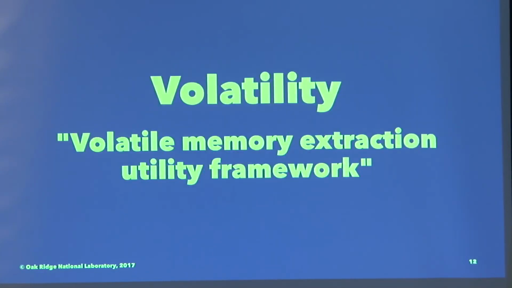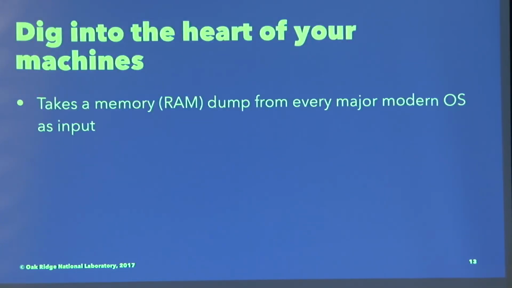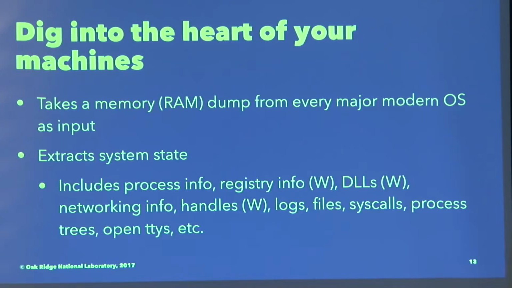So with Volatility, according to the docs, it's a volatile memory extraction utility framework. That's a lot, but all it really does is take a memory image of your machine, whether it's Windows, Mac, Linux, Raspberry Pi, or virtual machine, really anything, and it will tell you information about it. So it takes a memory dump and extracts system state, and that state is literally everything you can think of.